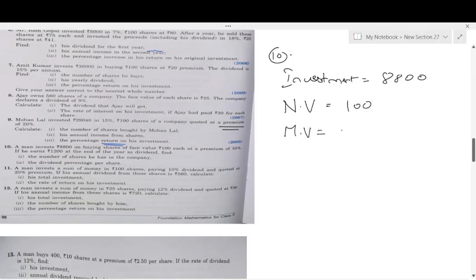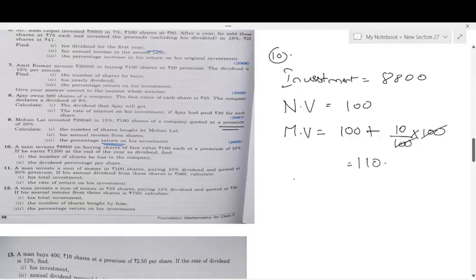So how do you calculate market value? How do we calculate, students? 100, 10 divided by 100 into 100. So what is 100 plus 10? 110. Good. Market value is 110.